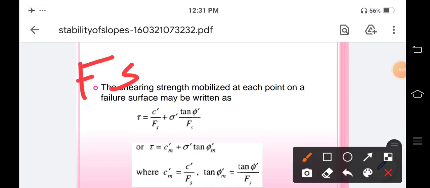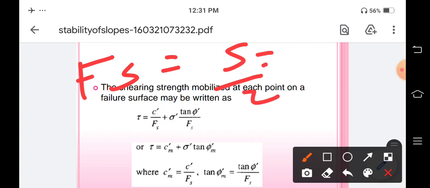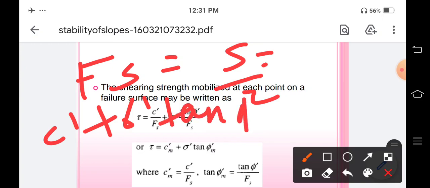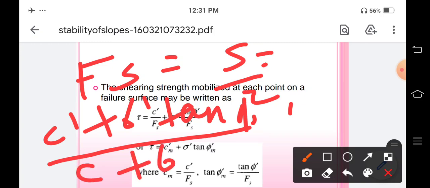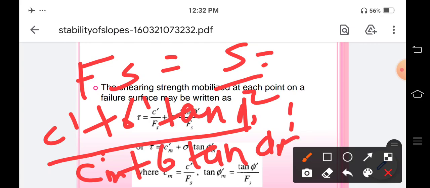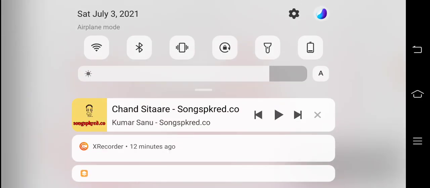So Fs equal to S upon tau. Where we know that S equal to, what is meant by S? S equal to C dash plus sigma dash tan of phi dash. For tau, the same formula, so write down the same formula, C plus sigma tan phi, dash dash. So instead of C we can write Cm, and phi we write phi m, because it is the mobilized value of cohesion and angle of internal friction.